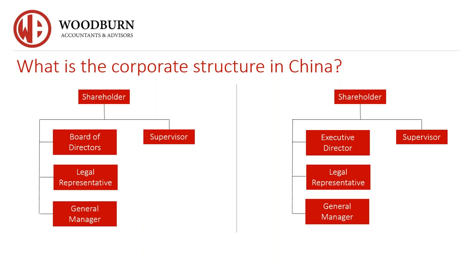If you take the structure on the left with the board of directors, by default, the chairman of the board will be the legal representative. In most cities, this is a fixed requirement. In some of the tier one cities, it is not a requirement. The people on the board don't have to be the legal rep or general manager. However, in general, you will find that the chairman of the board will be the legal rep and most likely also the general manager.